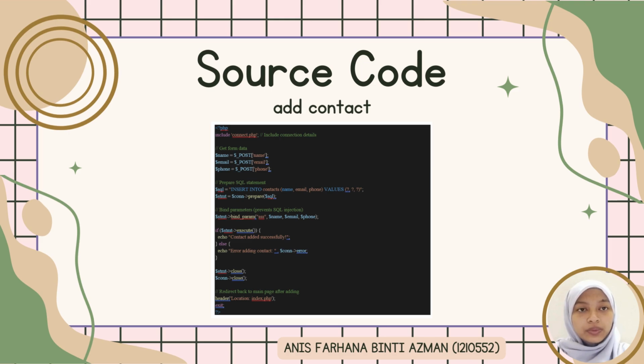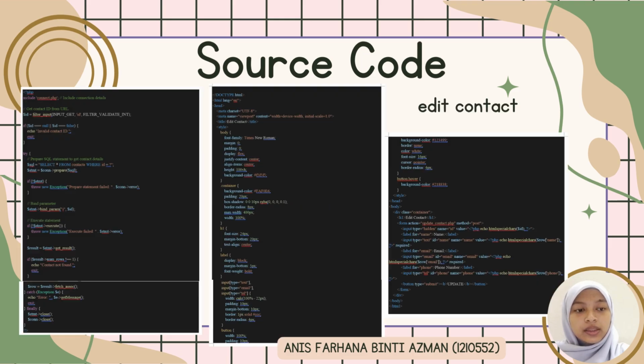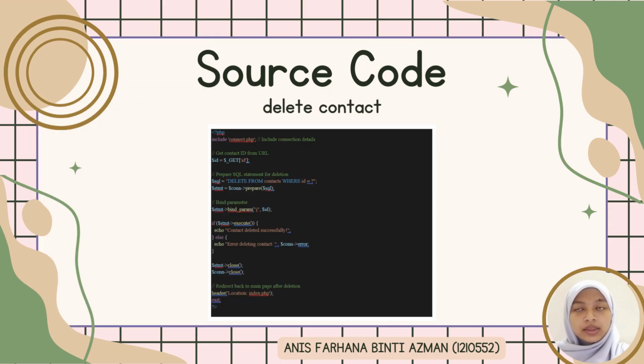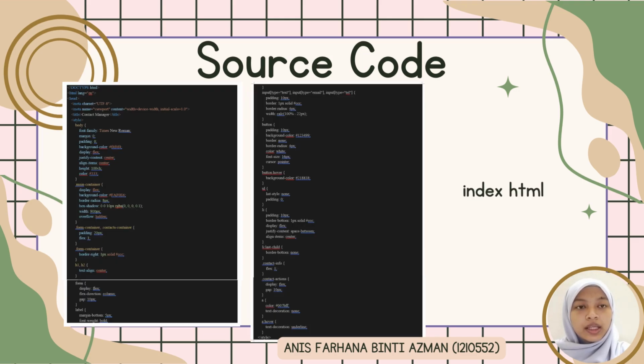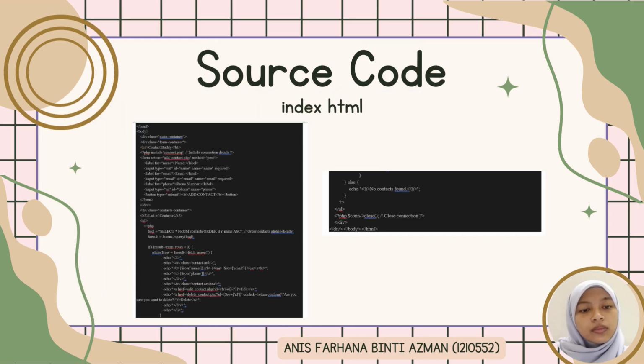In this folder we have 6 PHP files. First add contact, next edit contact, third the delete contact, fourth update contact, fifth PHP file is connect.php, and lastly is index.html. We use add contact.php, edit contact.php, delete contact.php, and update contact.php to construct the PHP script that includes the connect.php file to connect to the database.